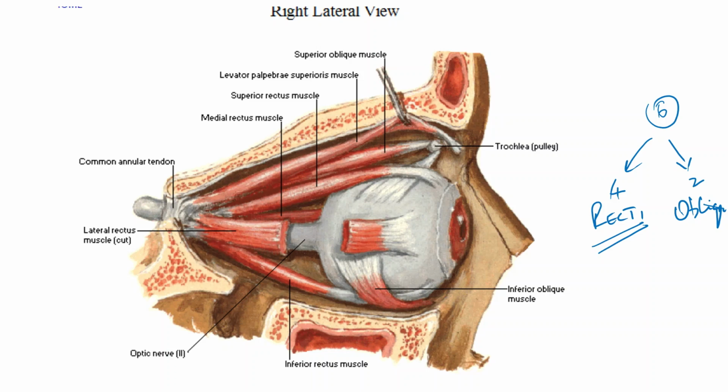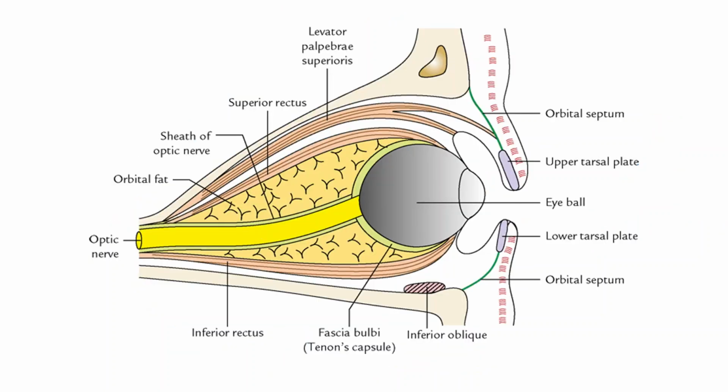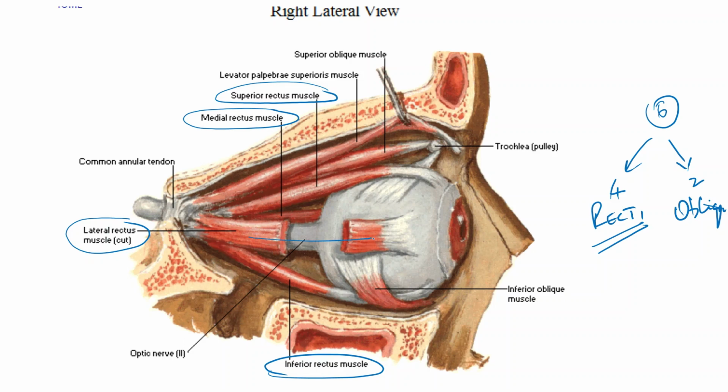This is the right lateral view of the dissected orbit, visualizing the extraocular muscles along with the orbit and the eyeball. As we can see here, the inferior rectus is directed below, the superior rectus is located in the upper part of the eyeball, and along the medial and lateral walls lie the medial rectus and the lateral rectus. The lateral rectus is seen cut in this view. So this is the arrangement of the 4 recti muscles.